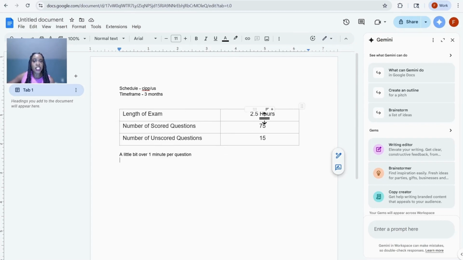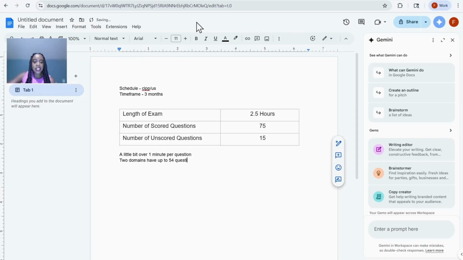Number of scored questions is 75. And out of those 75, at a maximum, 50 of those questions are going to come from 2 domains. So I know that I really need to put most of my energies towards those 2 domains. So 2 domains have up to 54 questions.